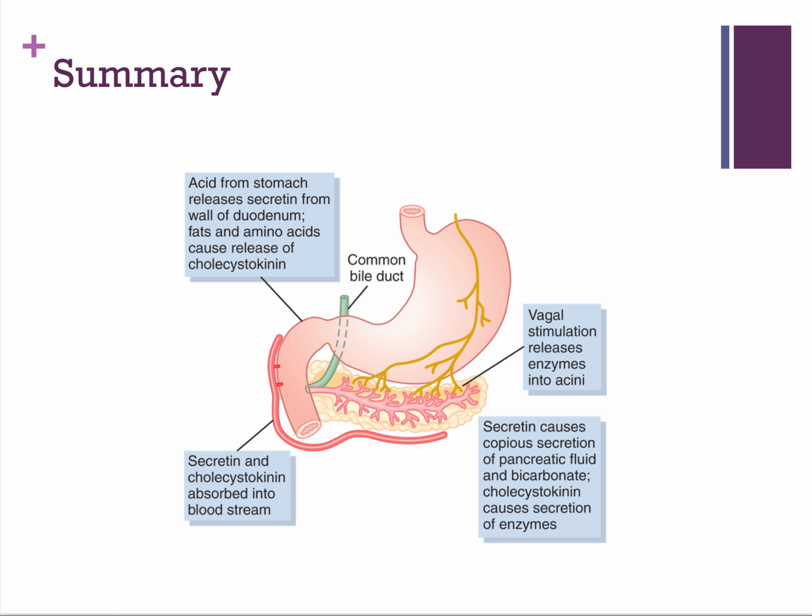Okay, so here we have a summary of everything the pancreas is doing. So acid from the stomach causes secretin release. Amino acids and fats give you CCK. They're absorbed into the bloodstream, and you get pancreatic secretion. You get juices, you get bicarbonate, and you can also stimulate pancreatic activity with cholinergic stimulation.